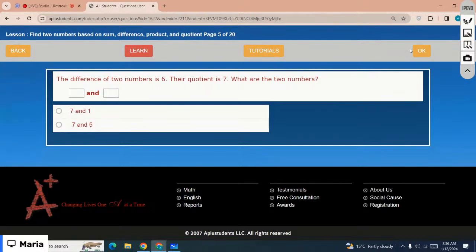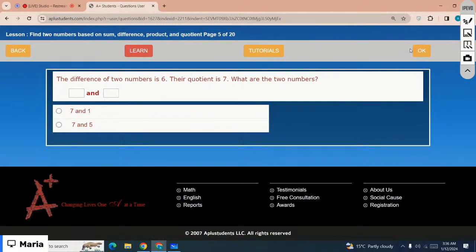The difference of two numbers is 6. Their quotient is 7. What are the two numbers? Which is the correct option? The difference of two numbers is 6 and their quotient is 7. What are the two numbers? Which is the correct option?